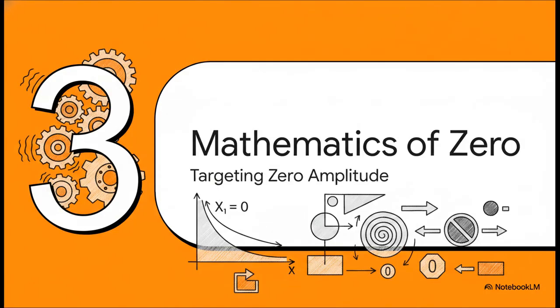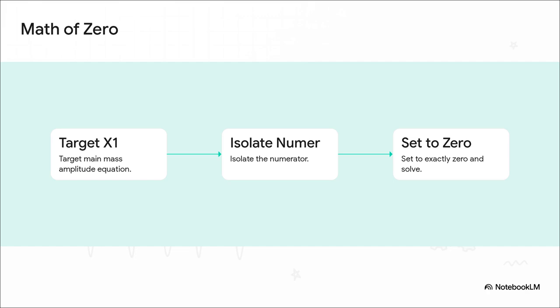This brings us to Section 3, the mathematics of zero. This is where the magic really happens. So our ultimate goal is to figure out exactly how to make the main machine completely stop moving. We want that X1 amplitude to equal absolute zero. Now, if you look at the equation for X1, it's a massive complex fraction.